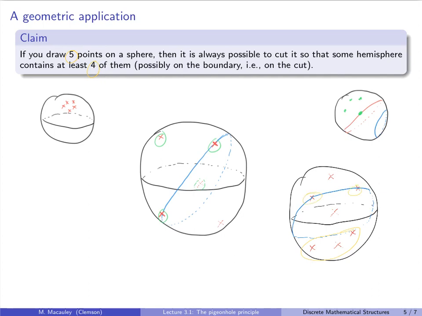So a generalization of this, or a harder example, is if you draw 7 points on a sphere, some hemisphere contains at least 4. So how does this generalize?